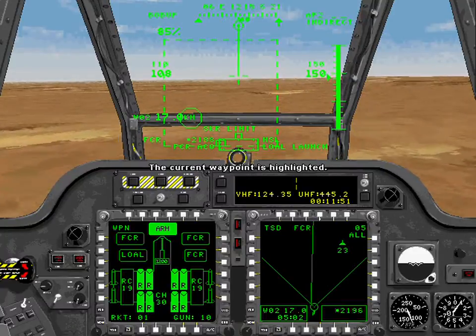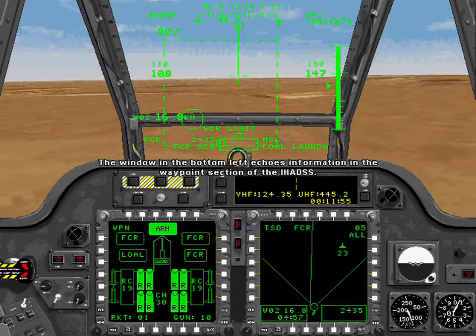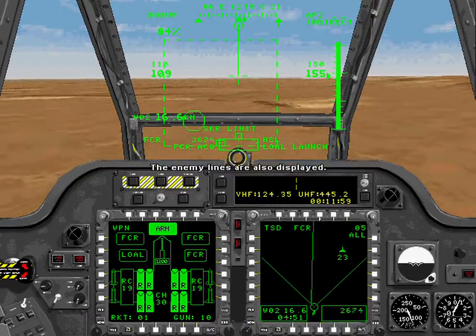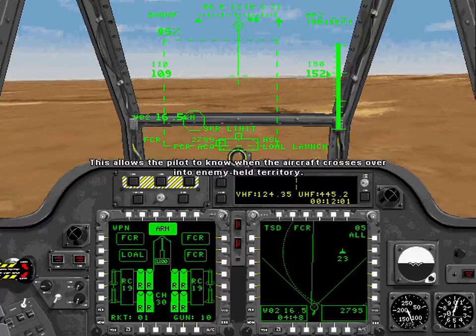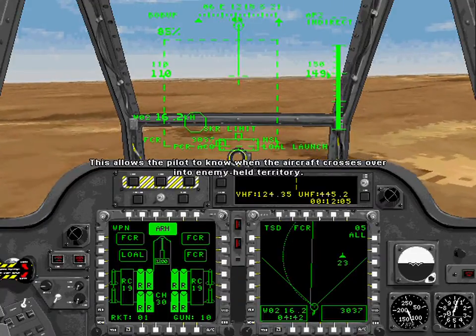The current waypoint is highlighted. The window in the bottom left echoes information in the waypoint section of the IHADS. The enemy lines are also displayed. This allows the pilot to know when the aircraft crosses over into enemy-held territory.